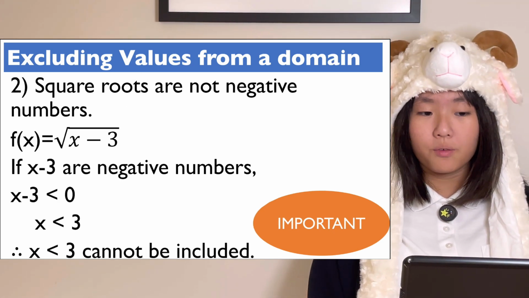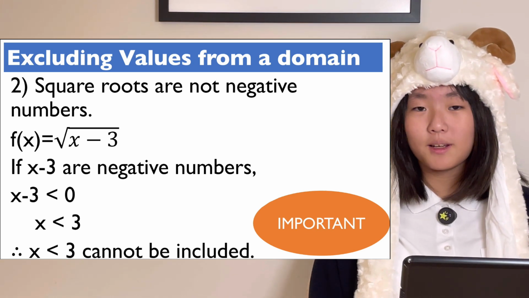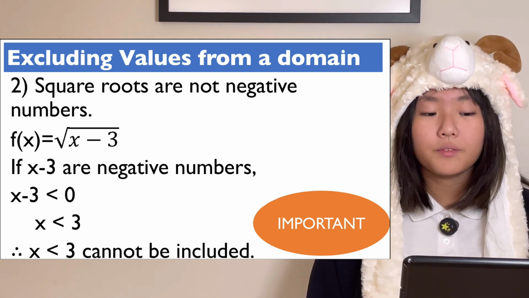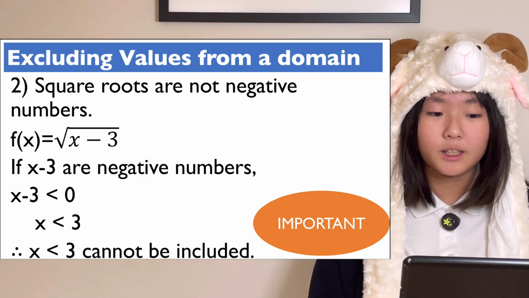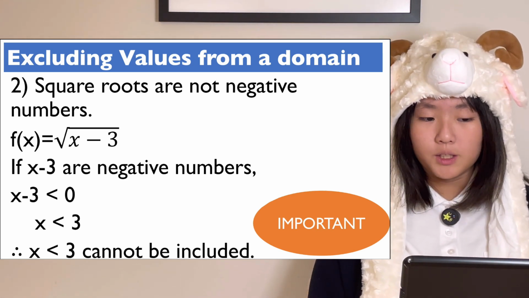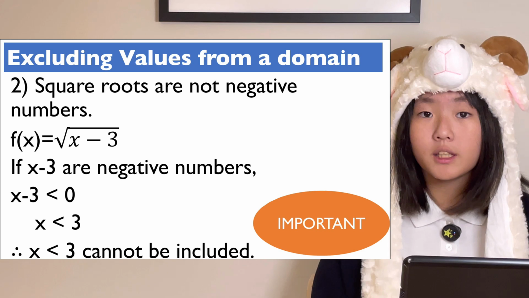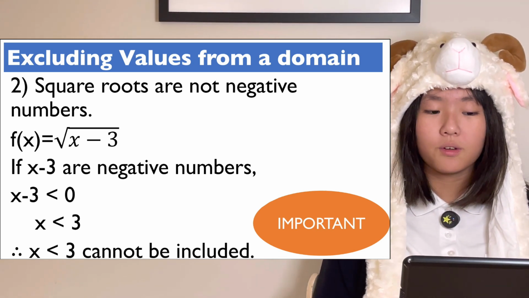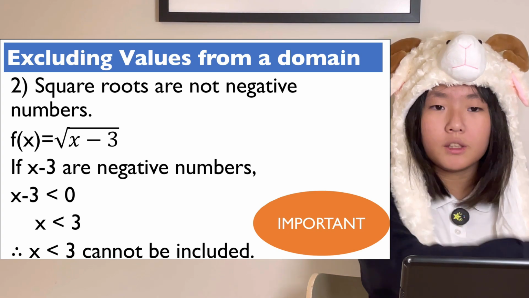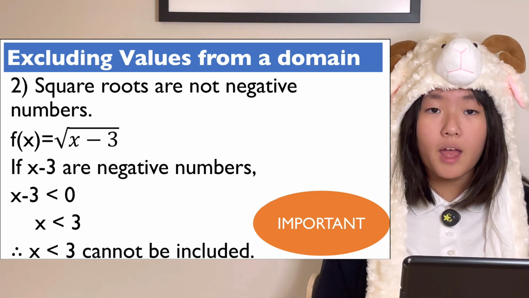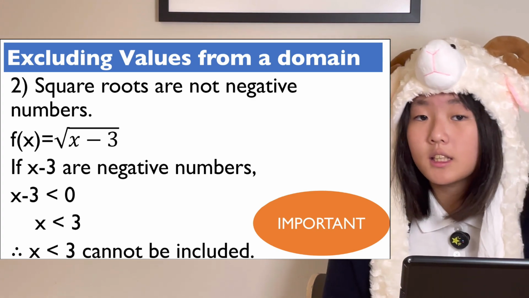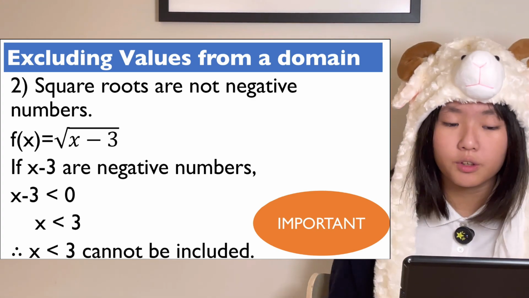The second type of question you might get about a domain is that square roots cannot be negative. So, for example, f(x) equals the square root of x minus 3. And if x minus 3 is a negative number, x minus 3 is smaller than 0. So then just move the minus 3 to the right. Then it'll become x is smaller than 3. Therefore, x smaller than 3 cannot be included.